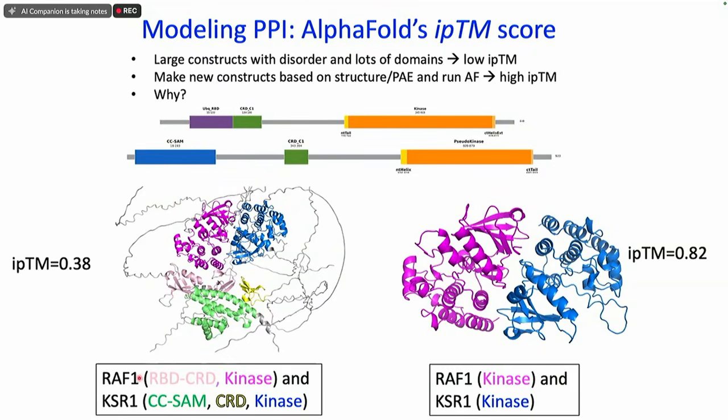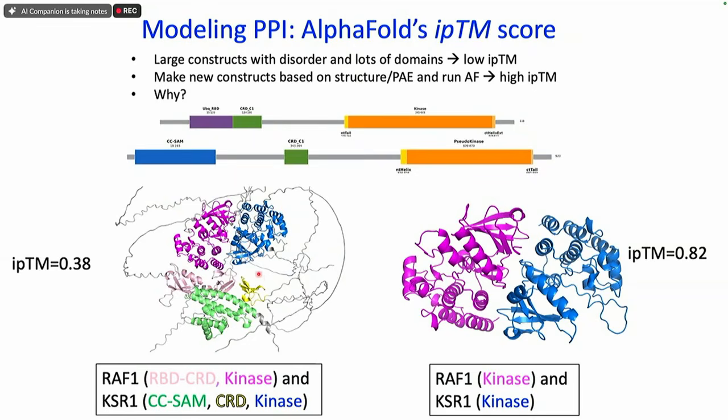And then the other protein is KSR1. It's a pseudokinase, inactive kinase, but also a kinase domain. And it has a coil SAM domain, also a cysteine-rich domain. And so it's the blue kinase domain here, and the green and this sort of yellow, I guess, right there.